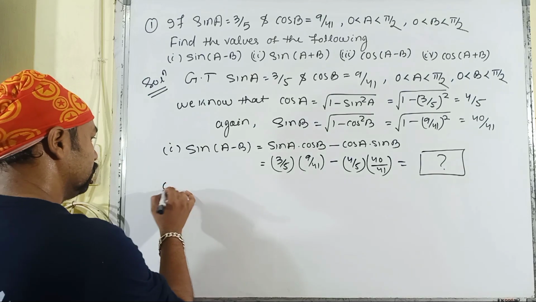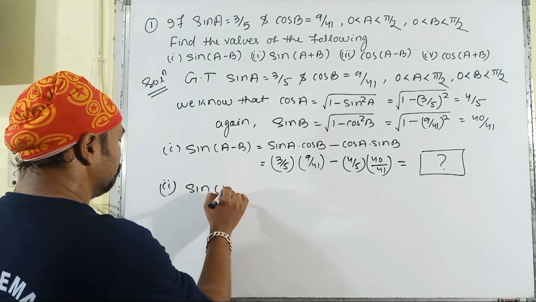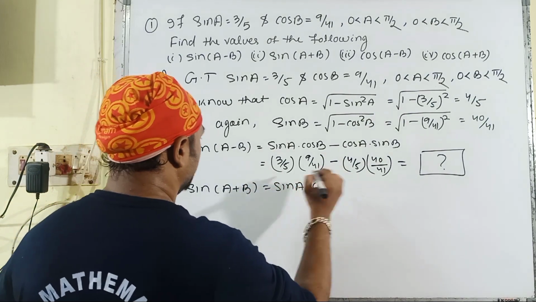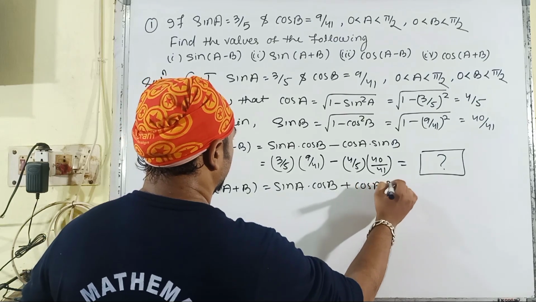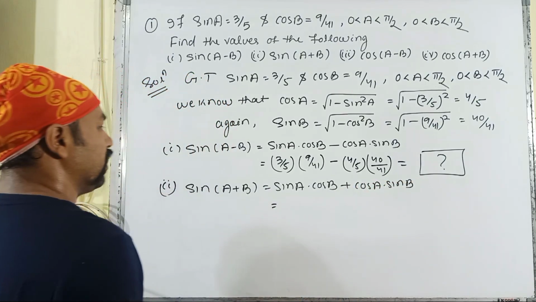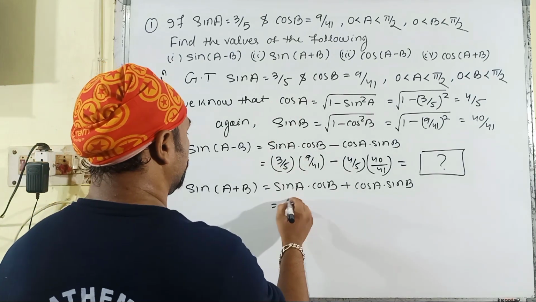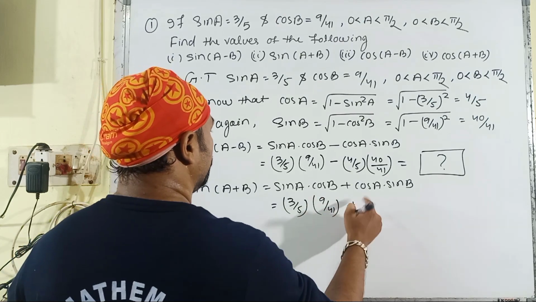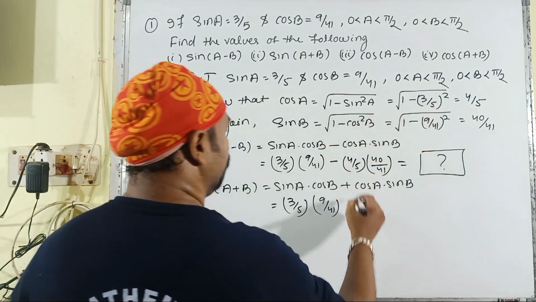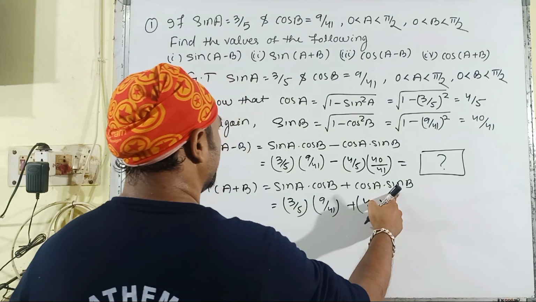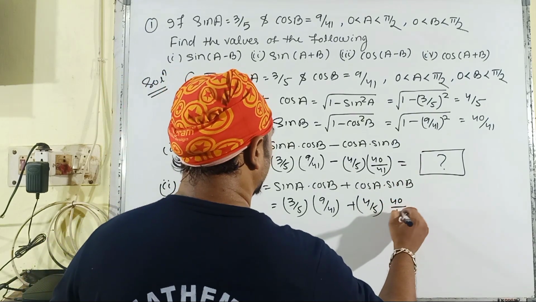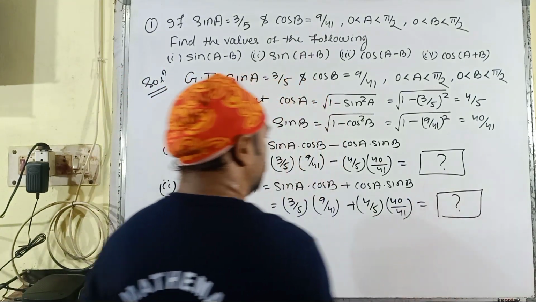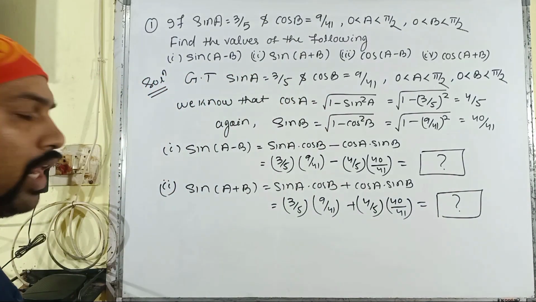Similarly, sin(A plus B) is sin A into cos B plus cos A into sin B. Now let us put the values here. The value of sin A is equal to 3 by 5, cos B is equal to 9 by 41, plus cos A is equal to 4 by 5, and sin B is equal to 40 by 41. Then again, solving these, you have to find the solution.